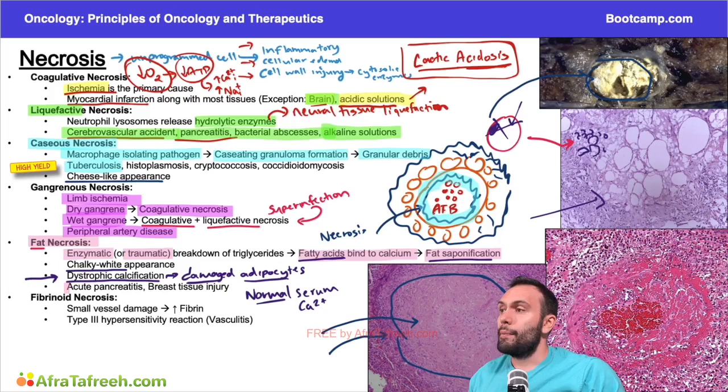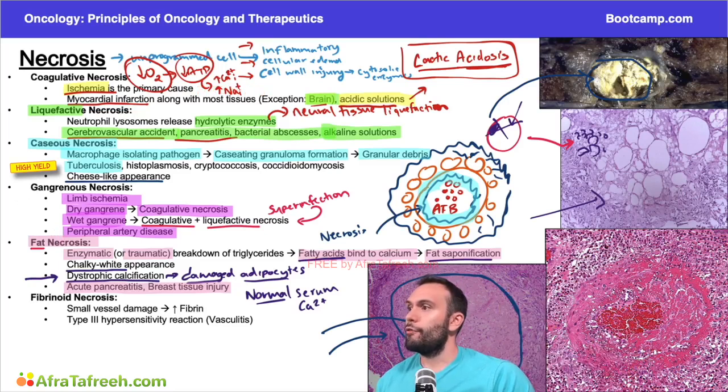Again, classic example of fat necrosis, similar to what we saw with liquefactive necrosis. We can see this with pancreatitis and also with breast tissue injury, right? There's usually a lot of fat in that area. But really, any area of the body potentially can undergo fat necrosis, especially if it has a higher density of adipocyte content. Okay, and the last thing on here is fibrinoid necrosis.